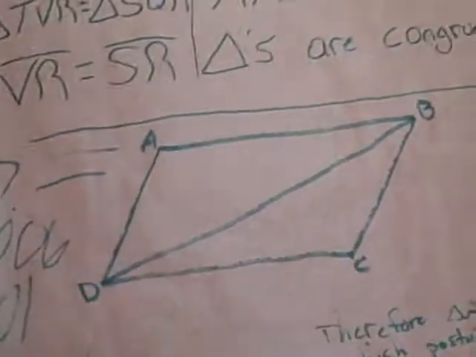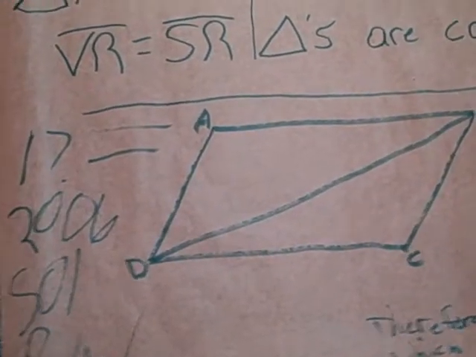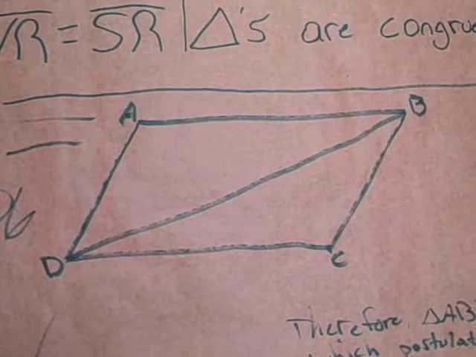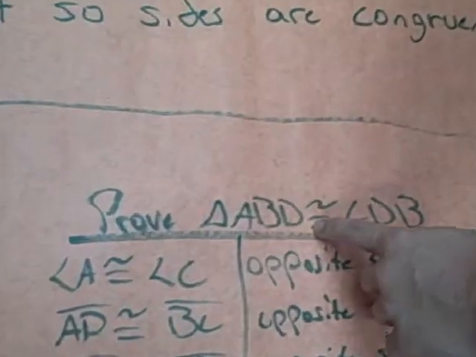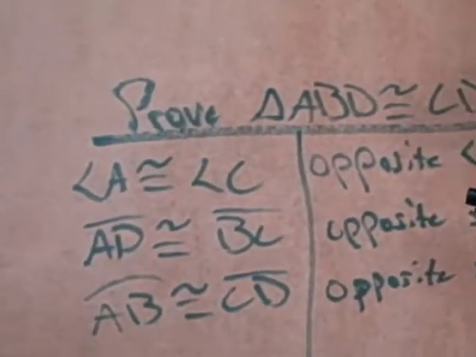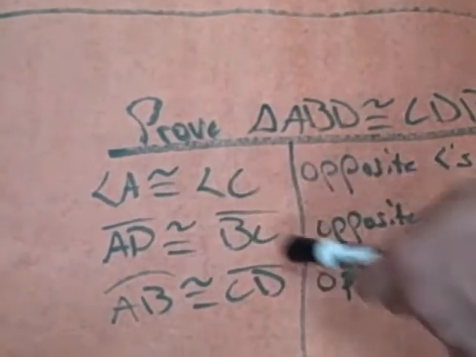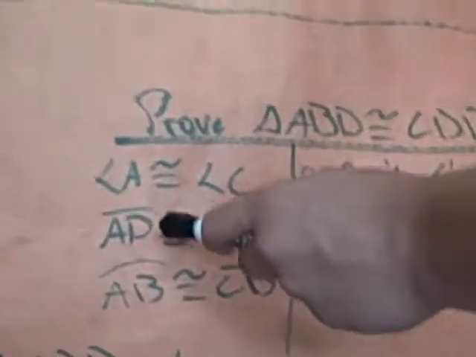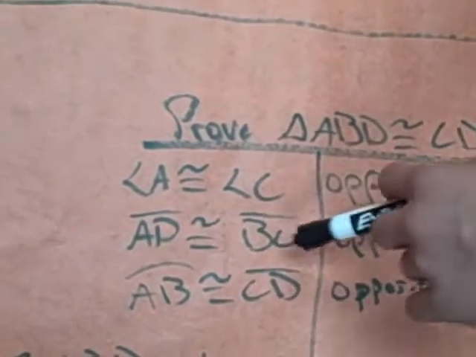Okay, now we are going to the 2006 SOL review packet. It's on number 17. We're proving that triangle ABD is congruent to CDB. And then I guess they don't give you a given here because it's not a proof.